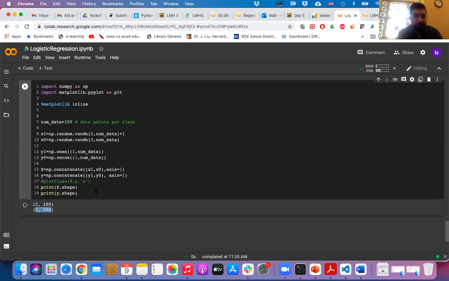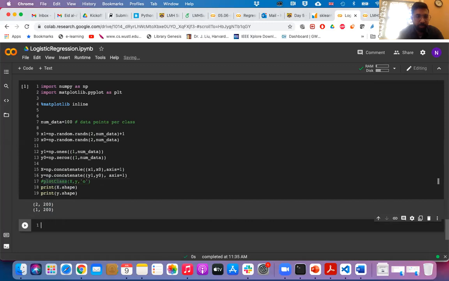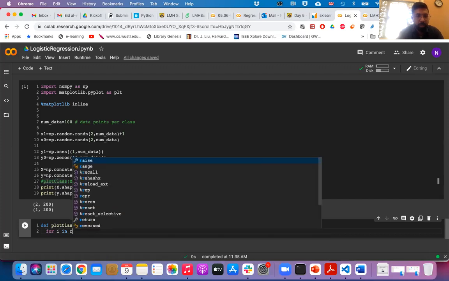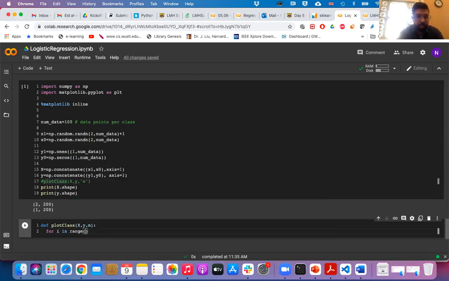So what I want to do is first write this function plot class, which can plot this data for me. It can be defined in multiple ways, but the way I do it is something like this. It takes in the data, the label, and a marker. And I say for i in range, I want to go over each element of the data, so this is Y shape 1.